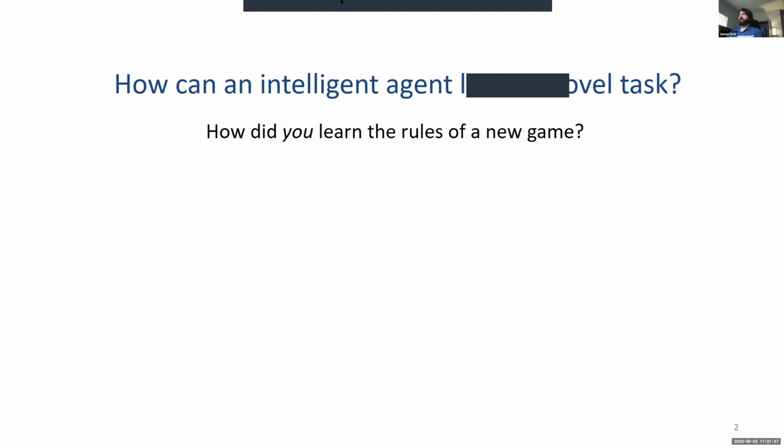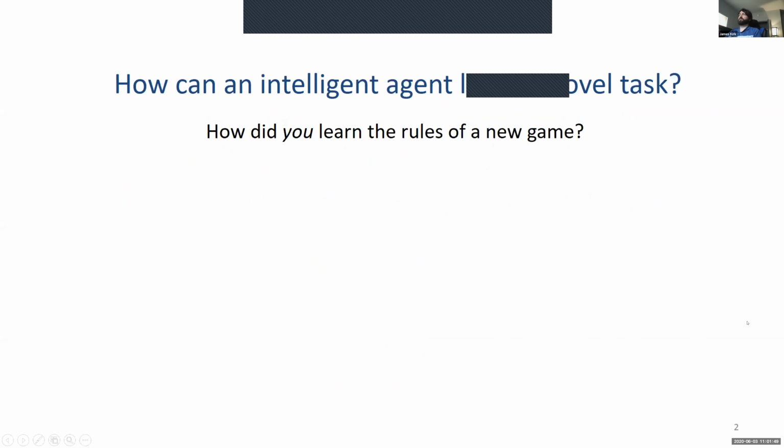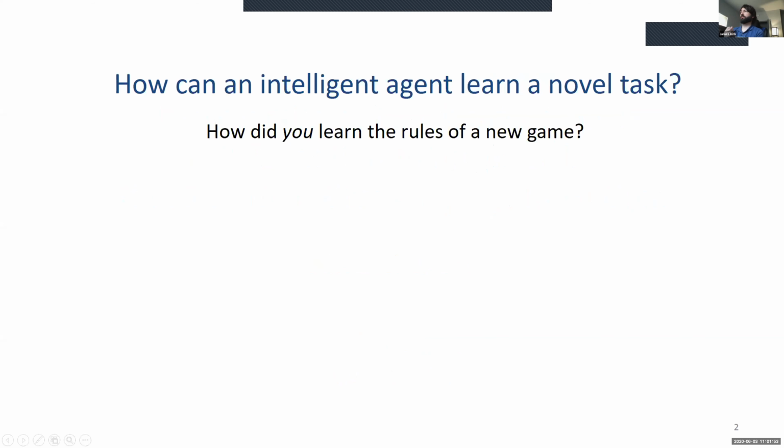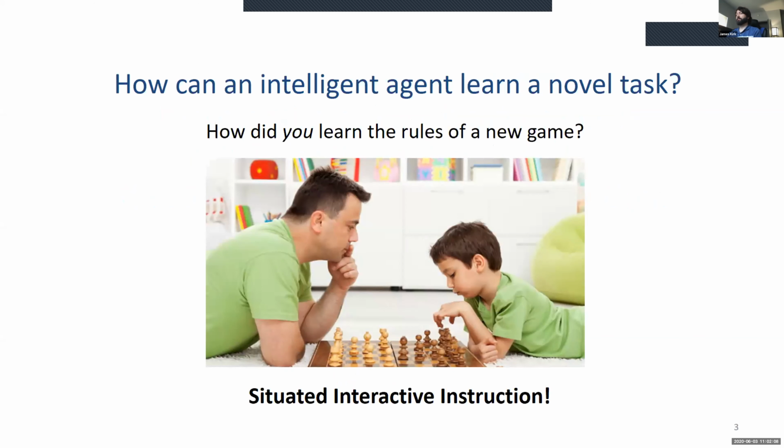So the motivating question for this work is how can an intelligent agent learn a novel task? And so I'm going to flip that question on you. I guess we'll be rhetorical in this situation, but how did you learn the rules of a new game? I would say, at least for a lot of games, that you learned them through situated interactive instruction.